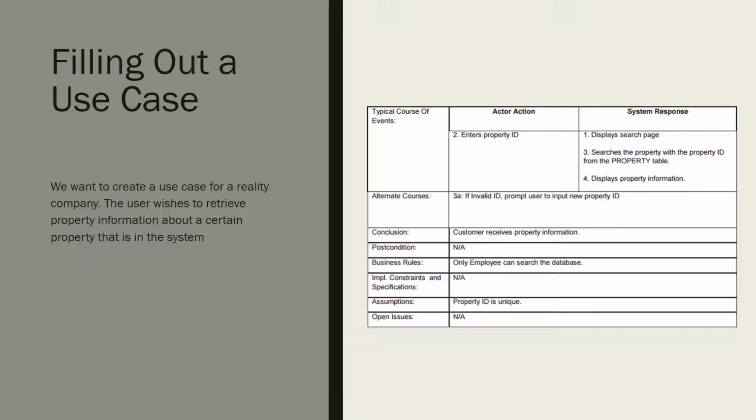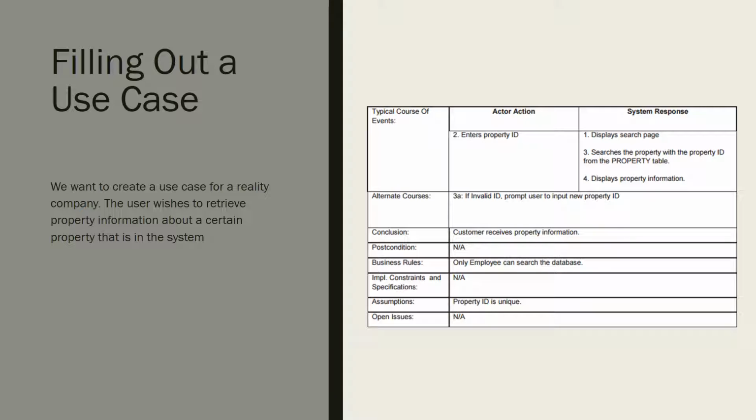Preconditions are things that must be true in order for this process to occur. So for this, it'd be property information is in the database and that the user is logged in. And the trigger that causes this process is the employee clicking search properties. So with this, your first half of your use case is done, and we will be moving on to the second part.